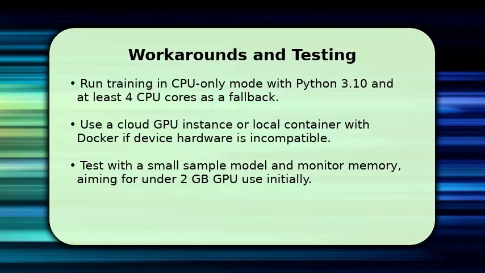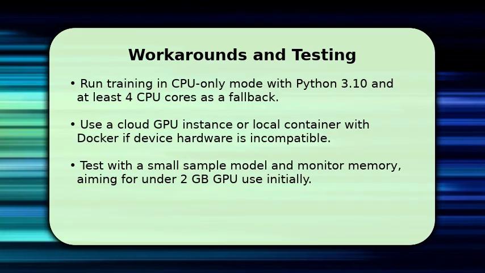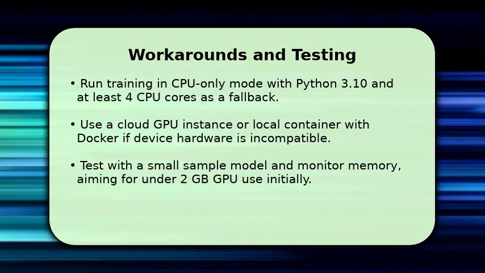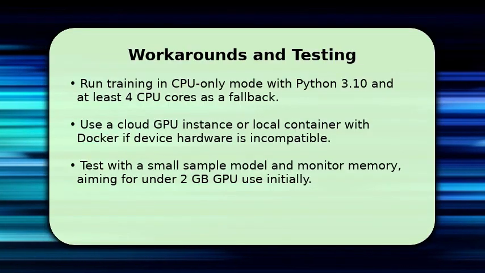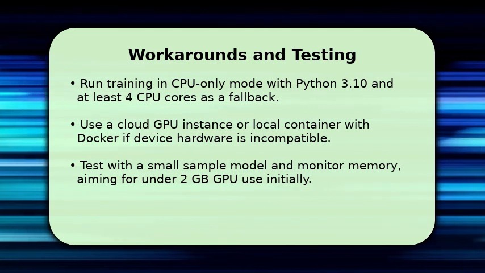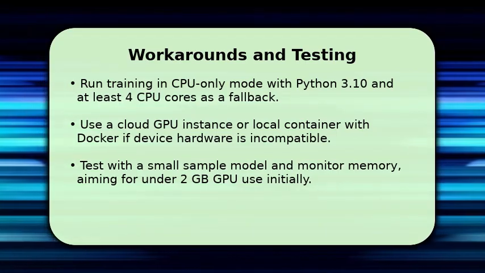If hardware remains incompatible, follow practical workarounds to proceed with training tasks. Run training in CPU-only mode using Python 3.10 and allocate at least 4 CPU cores as a fallback option for development work. Spin up a cloud GPU instance or use a local Docker container pre-configured with the required drivers if your device cannot support GPU compute. Start with a small sample model and monitor memory and temperature, aiming to keep GPU use under 2 GB initially to validate configuration and functionality.